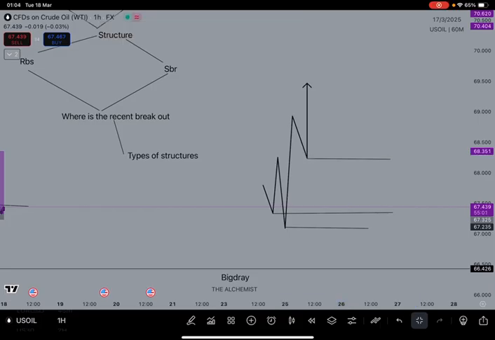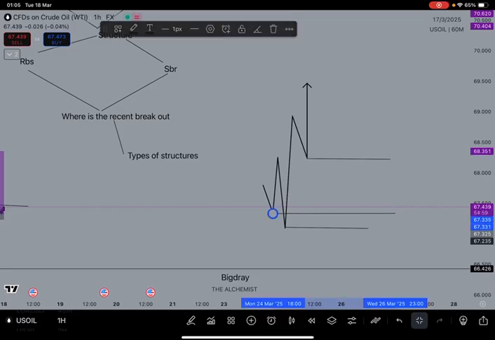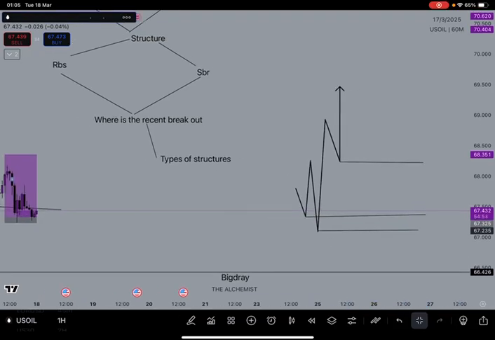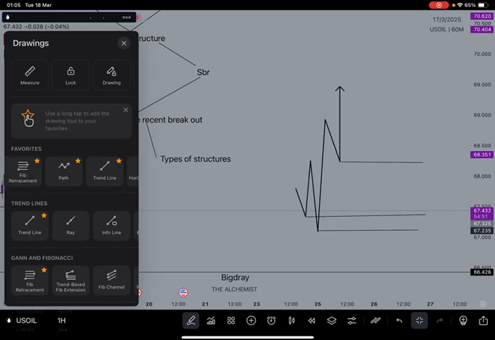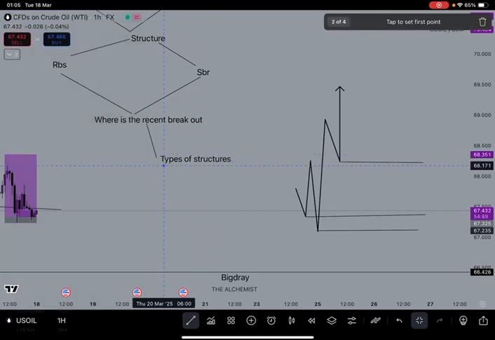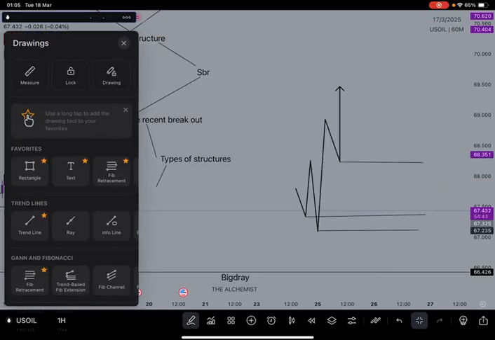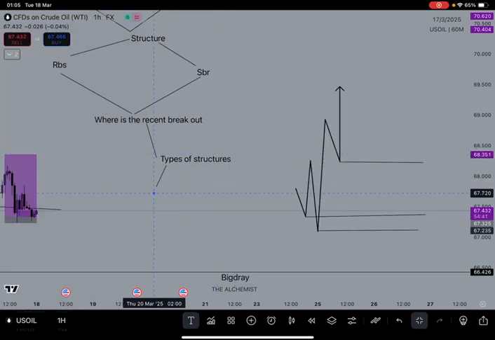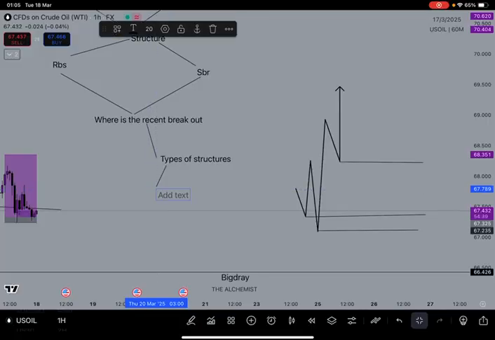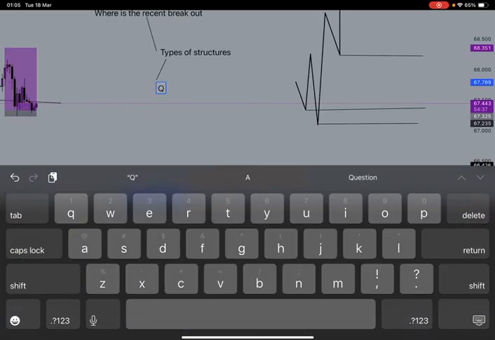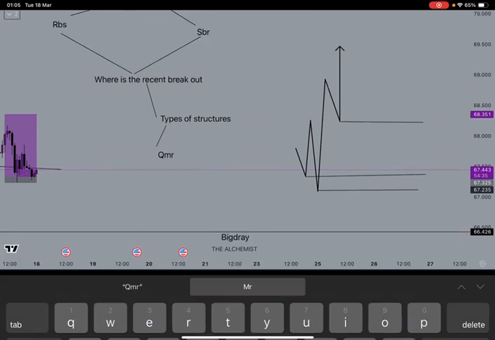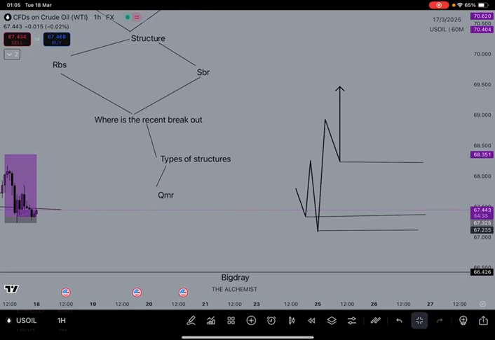And this is what we call Quasimodo, QMR. The last support that was swept, or the last resistance that was swept before changing character, is called Quasimodo, short form QMR, or QM, any one you want to call it. I hope you're following me.